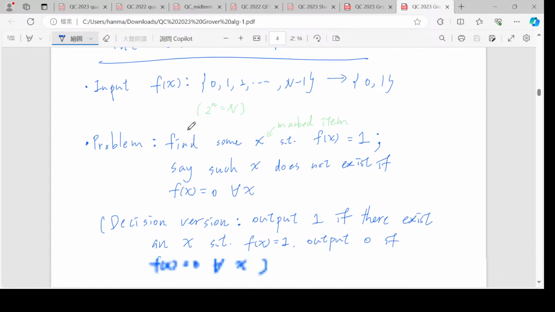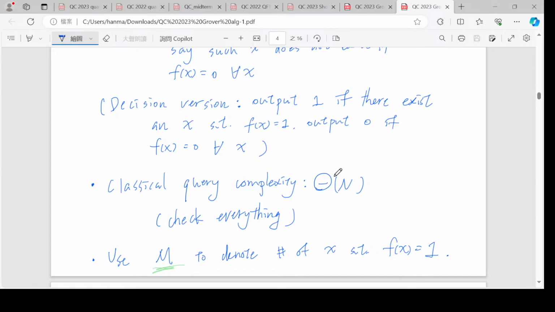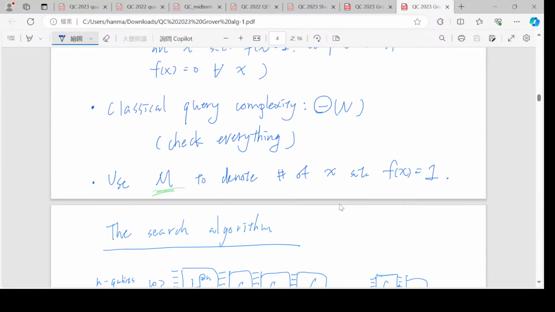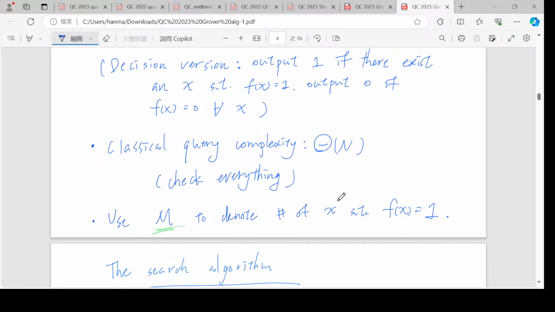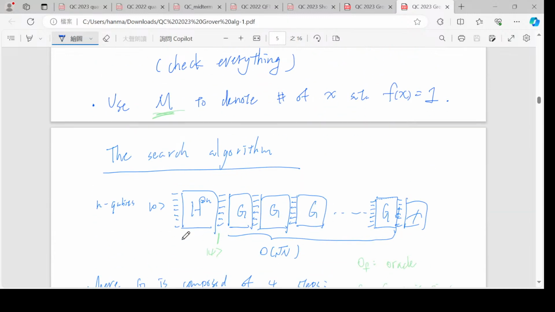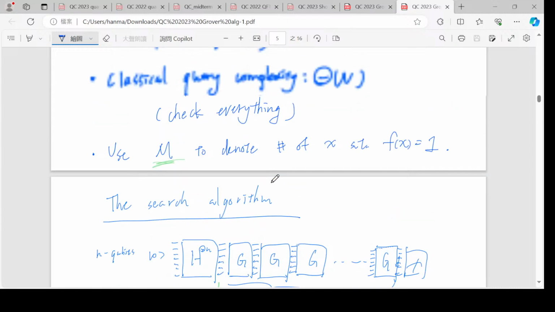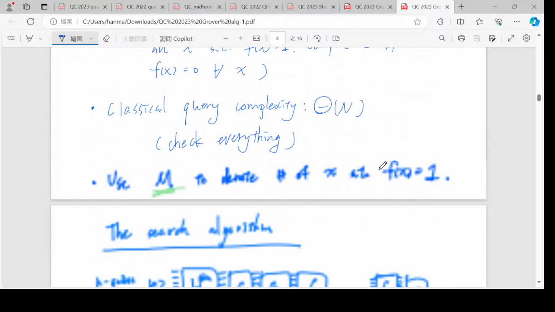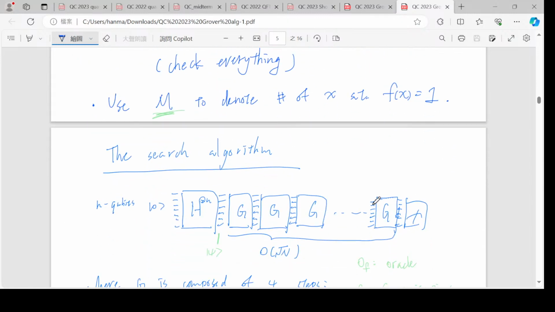So this Boolean f of x is given to us as a quantum oracle O_f, and now we are focusing on minimizing the query complexity. So we want to use as few queries as possible to answer this search problem, finding a marked item. And with a quantum algorithm, you will need to put multiple oracles inside your algorithm. And where we put the oracle inside this Grover algorithm is in this big G.